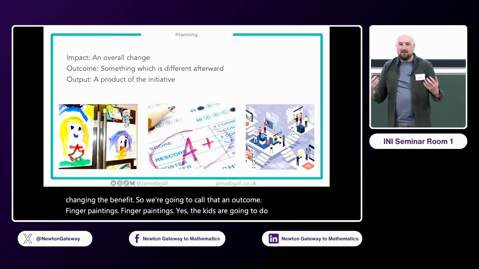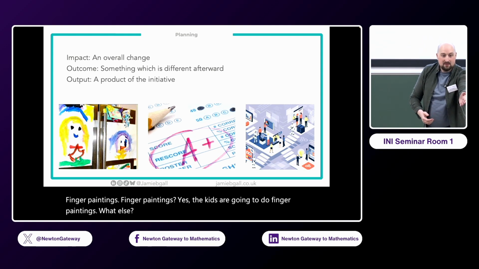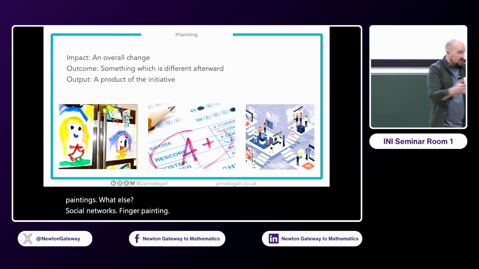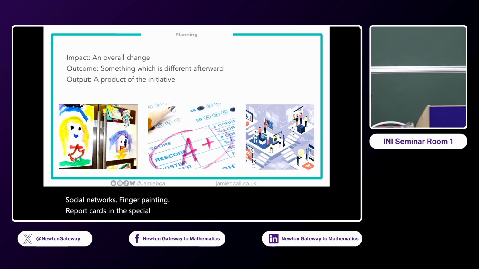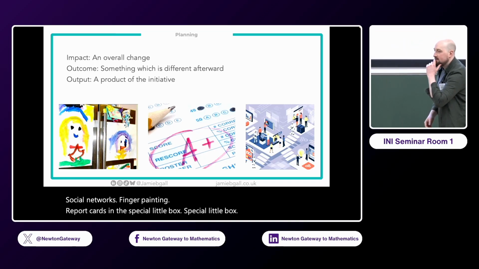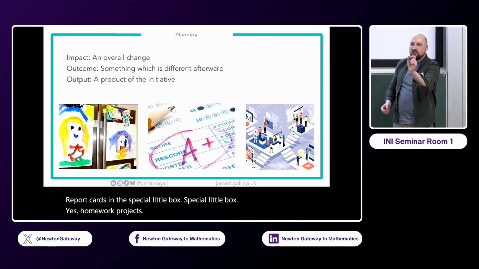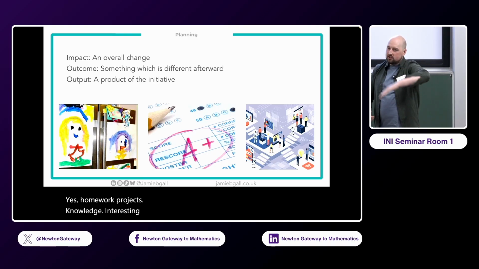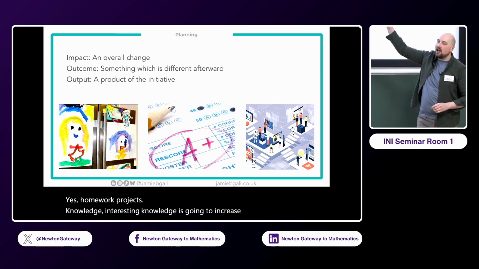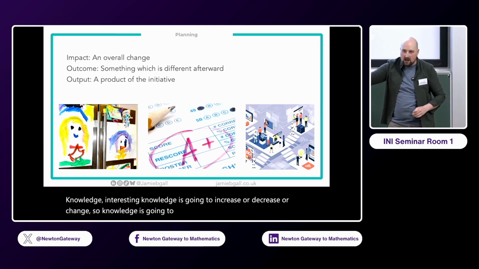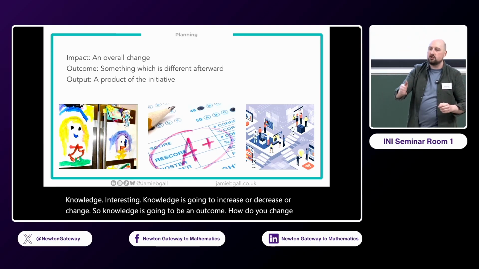What else? Social networks, finger painting. Report cards. Report cards in the special little box. Produce homework and projects. Yes, homework, projects. Knowledge, interesting. Knowledge is going to increase or decrease or change. So knowledge is going to be an outcome. How do you change knowledge? What do you do in order to change knowledge?